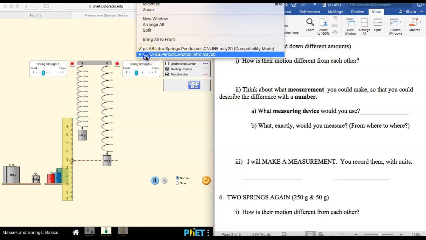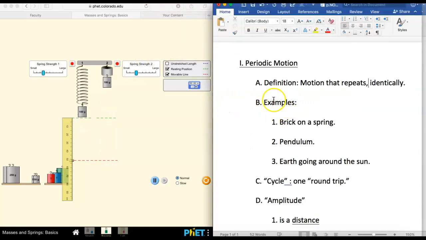All right, so here we come to the notes. This is also a handout that's available in topics, and you can either print it out or just leave it in topics and look at it online. Okay, so this type of motion we're looking at, this back and forth motion, has a name, and it's the name of this topic, periodic motion. It's motion that repeats identically or close to identical. So that's what we're going to call this type of motion, periodic motion.